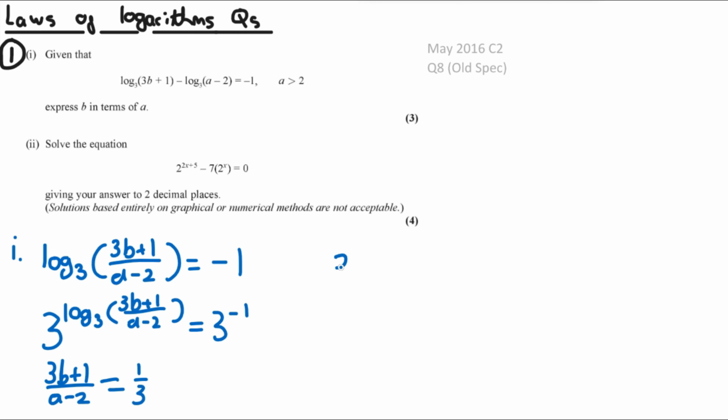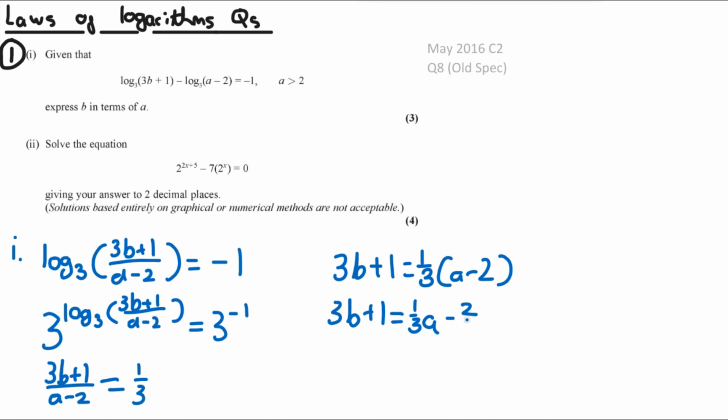So this is going to be 3b plus 1 is equal to 1 over 3 times (a minus 2). So this is 3b plus 1 is equal to 1 over 3 a minus 2 over 3. Move the 1 onto the other side to do 3b is equal to 1 over 3 a minus 5 over 3, and then divide everything by 3 to get b is equal to 1 over 9 a minus 5 over 9, and that's the final answer.